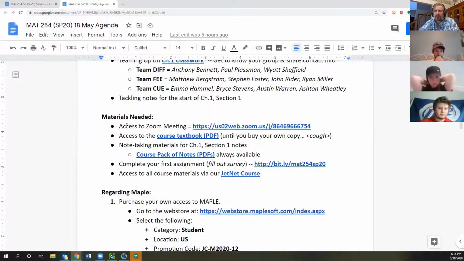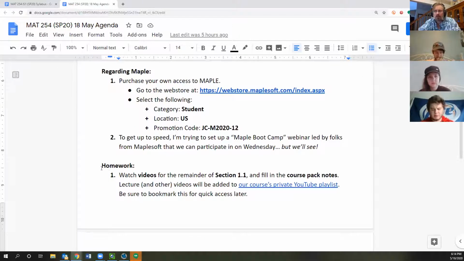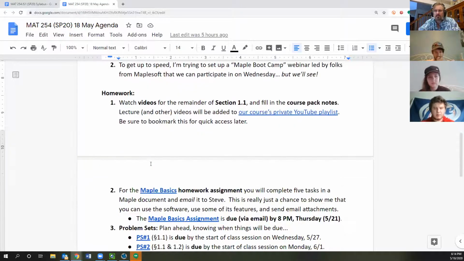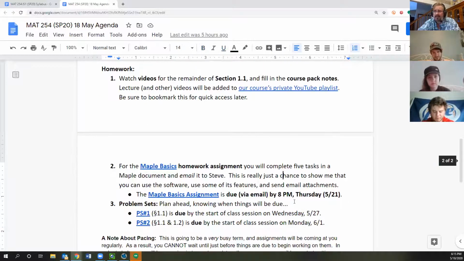Also, what materials you need, and that'll include things like the Zoom meeting link, and then other information, things regarding Maple, that's kind of important for this session, and then homework, what to pay attention to for homework for the foreseeable future. And I'll include not only what you should be working on, I'll include links on there so you can get access to them, and also deadlines and due dates.